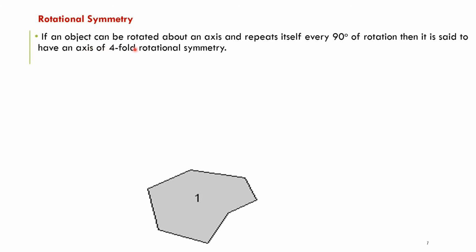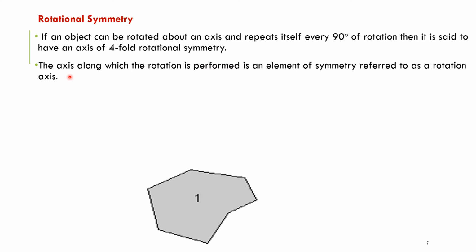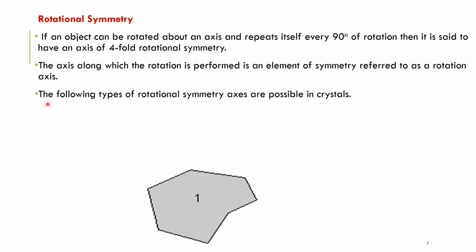Rotational symmetry. If an object can be rotated about an axis and repeats itself every 90 degrees of rotation, then it is said to have an axis of four-fold rotational symmetry. The axis along which the rotation is performed is an element of symmetry referred to as a rotation axis. The following types of rotational symmetry axes are possible in crystals.